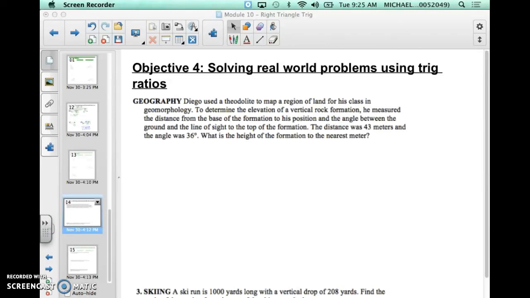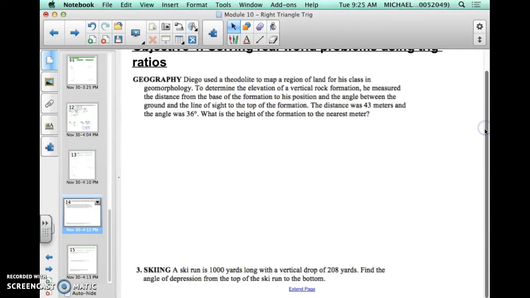Solving real-world problems using trig ratios. All right, so if you're given a word problem that represents something that could actually happen in the world, this is the process I would take to solve the questions that they're asking within these problems, all right?